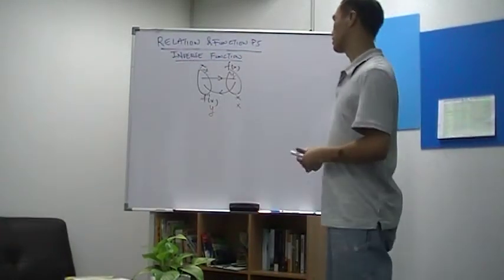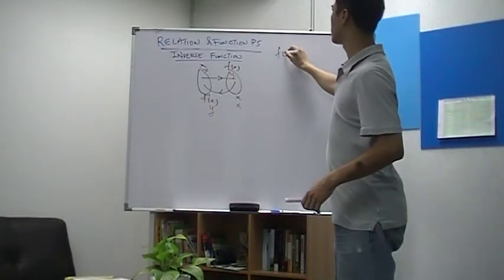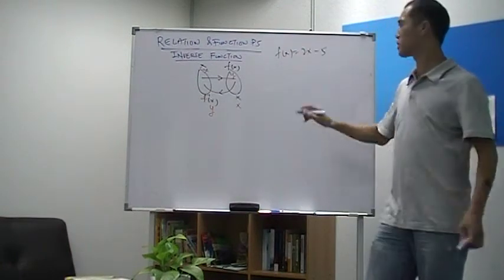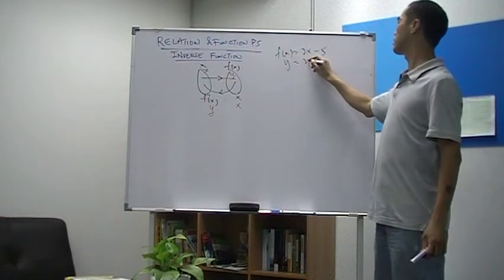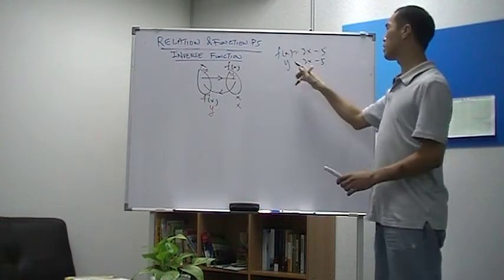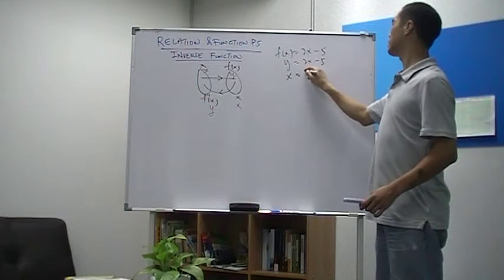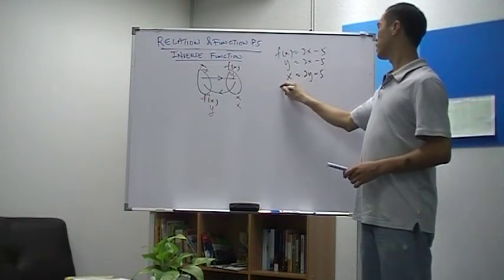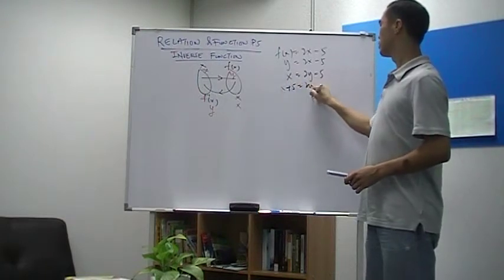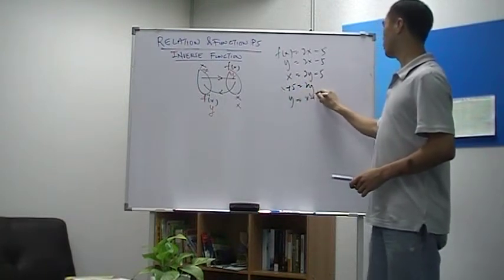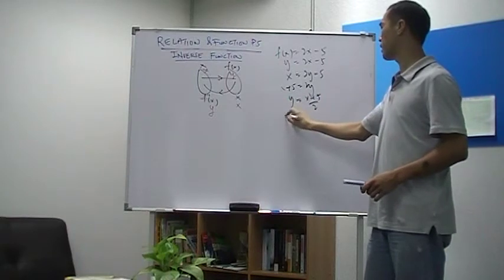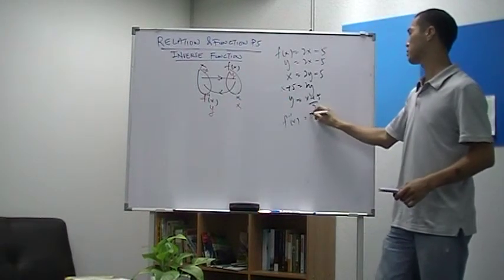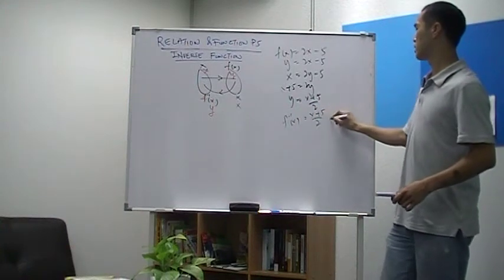Let's do some calculations. Let's say f of x equals 2x minus 5. For the inverse function, I let y equal 2x minus 5. Inverse means that I let y become x and x become y. So I want to put it in terms of y. Move over: x plus 5 equals 2y. So y equals (x plus 5) over 2. Then you replace it by f inverse of x, because y is f inverse of x equals (x plus 5) over 2. That's my final answer.